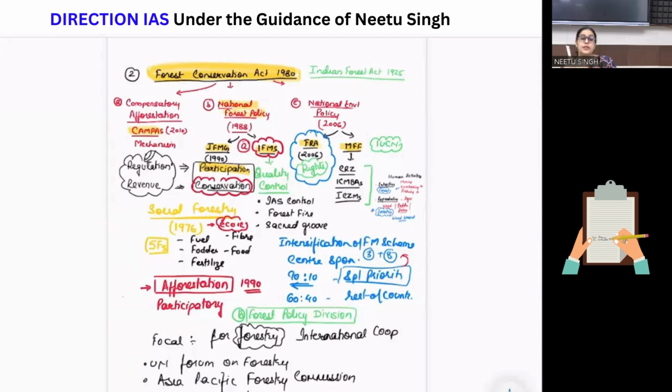Second column done. The third thing you have to take into account is that we converted our forest conservation from revenue oriented to conservation oriented. Let us not only focus on revenue getting generated. So when we say conservation oriented, we have added two pointers there. One is IFMS, for the first time India mobilizing quality control measures, and number two, the Forest Policy Division, which bridged the gap between forest and forestry. IFMS is quality control, centrally sponsored. It's not about increasing quantity. It is about maintaining the quality, especially sacred groves, controlling forest fire. I think this is done.